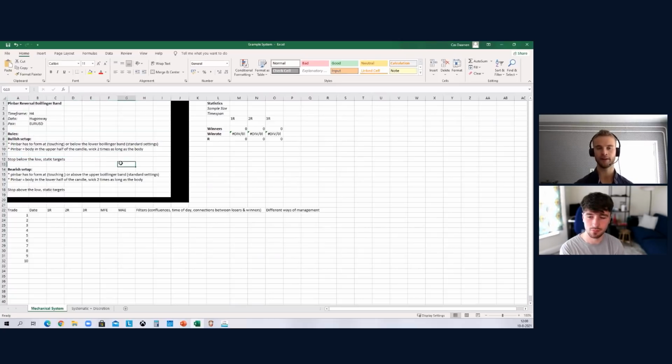And the rules are very, very important. They need to be, especially with a mechanical system, as black and white as possible. Otherwise, testing will be very, very hard to do. So let's dive into the rules for the bullish setup.